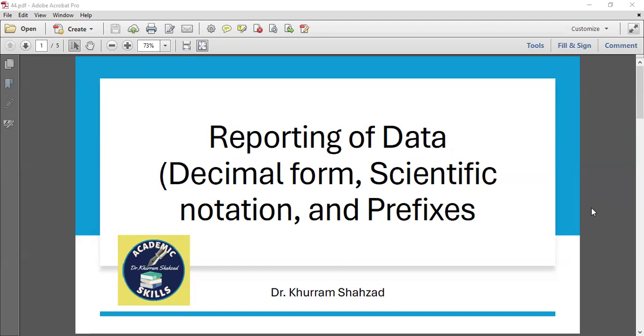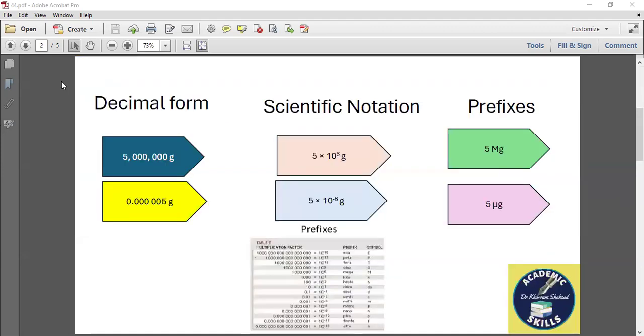In today's lesson, we will see how you can report your data in decimal form, in scientific notations, and prefixes. So, in scientific form, when you have data like 5 million grams of soil weight, you can write it like that, raised to power 6 gram. That is the scientific notation.